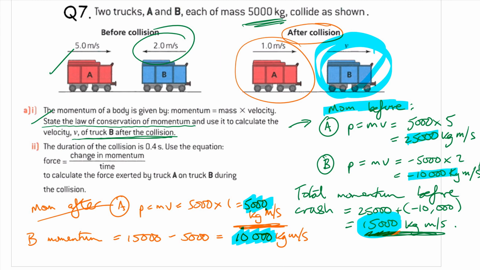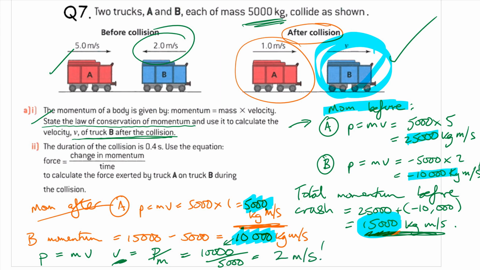Now what we can do is work out the velocity of this truck here, because we know that P equals mv. Put v on its own, it equals P divided by m, and we know its momentum is 10,000. Divide that by its mass, 5,000, and that gives us a velocity of 2 meters per second. Whoa, that's quite a heavy question, that is, I've got to say.